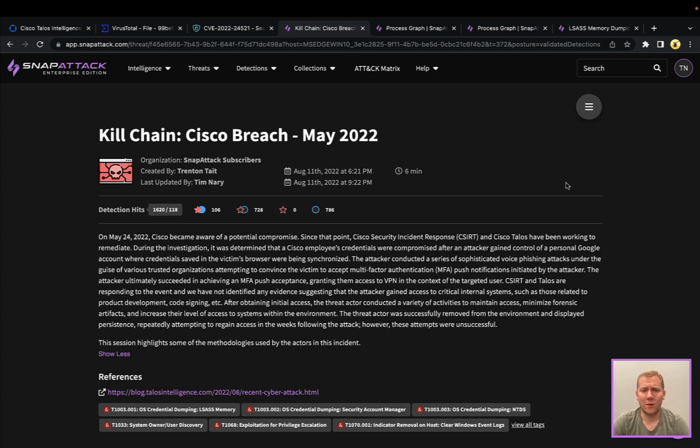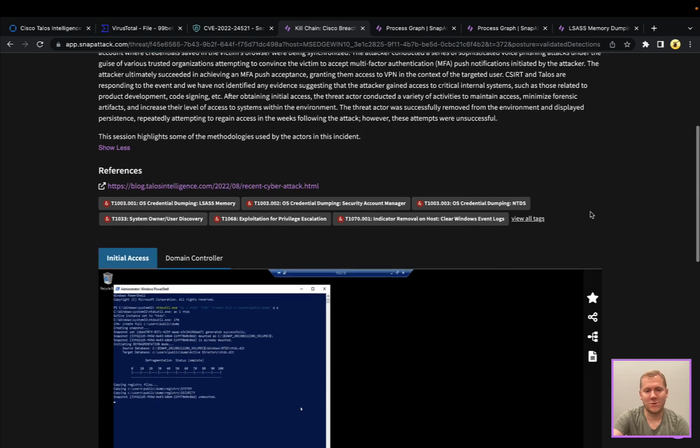So again, one of those things in SnapAttack, we can look at individual threats, we can look at a kill chain like this, and ultimately we're trying to answer that question of, could the Cisco breach happen to my organization? Would we be prepared? How would we respond? How could we detect? How could we hunt for this sort of activity in our network? And the answer is that we've got you covered.